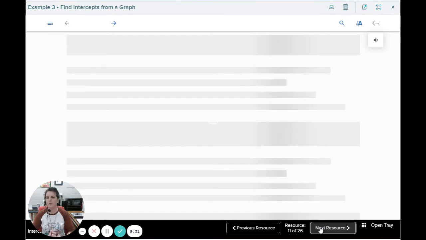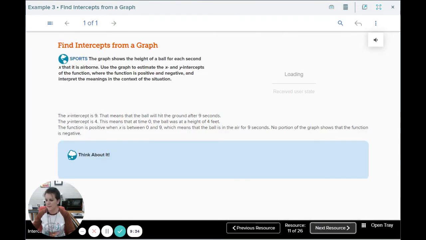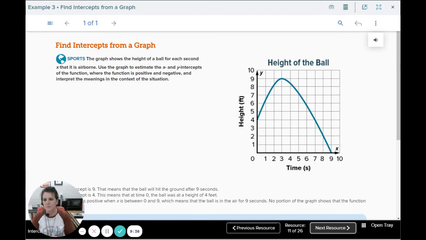Okay, so example 3, finding the intercepts from a graph. Sports. Everybody loves sports, right?